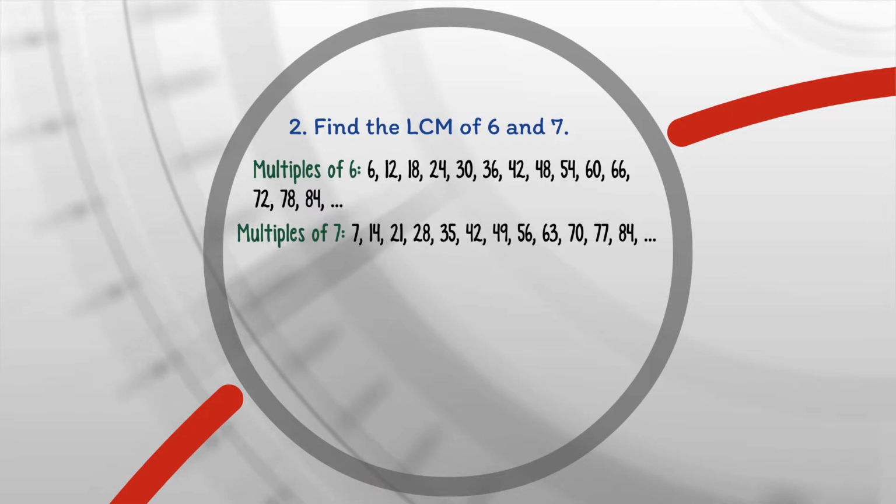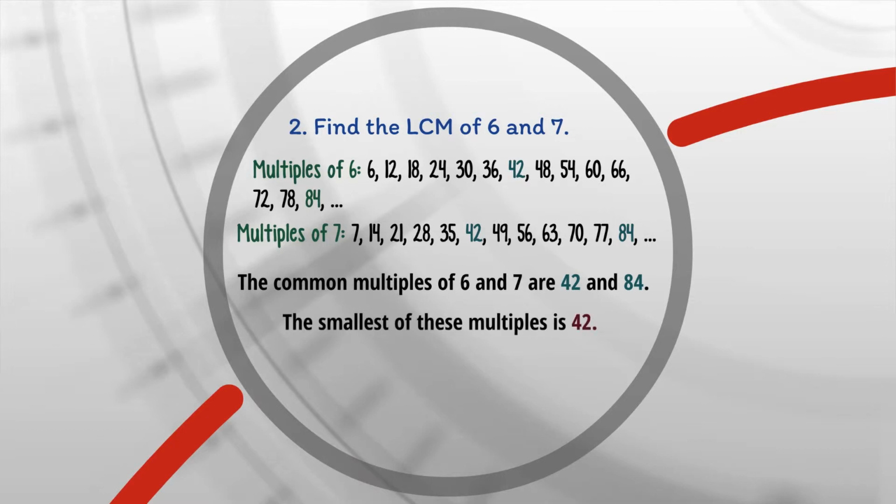Looking at the list of multiples, we can see that the common multiples of 6 and 7 are 42 and 84. The smallest of these multiples is 42. Thus, the LCM of 6 and 7 is 42.